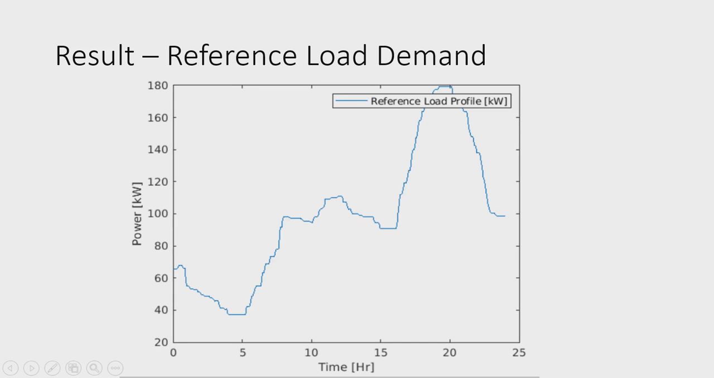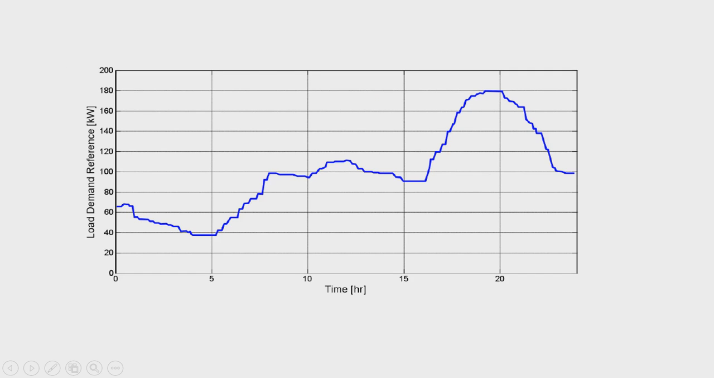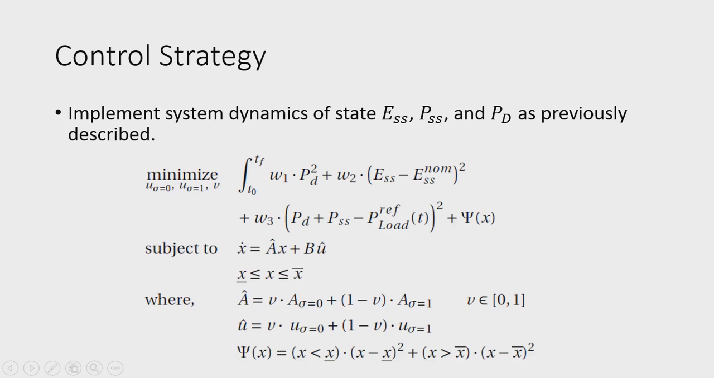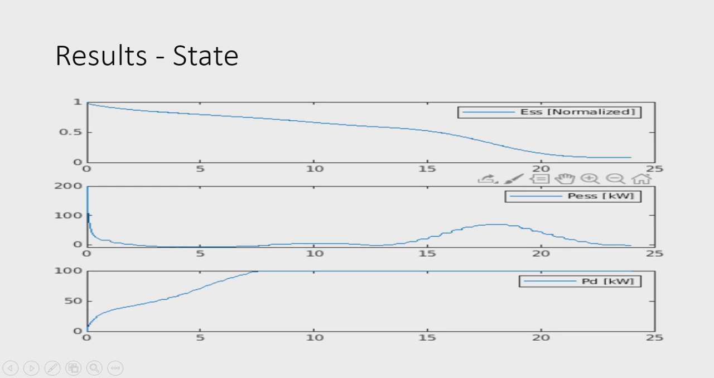So the result is shown here. This is the reference load, which is the subtraction between this graph and this graph. So you can see the peak is more pronounced after subtracting the solar generation behavior. And then the state, we can see that the ESS, the ratio of how much charge remains in the battery, is going down over time, which makes sense because we're trying to prioritize the usage of the battery before anything else. It'll be pretty much depleted around hour 20 when the load is peaked.